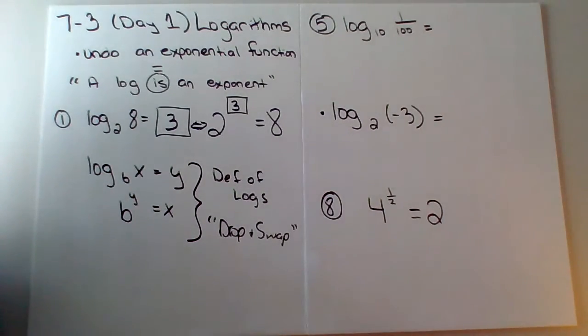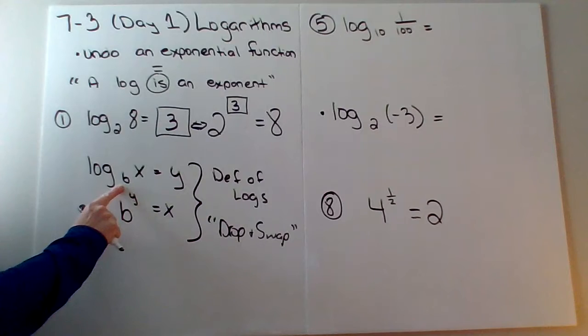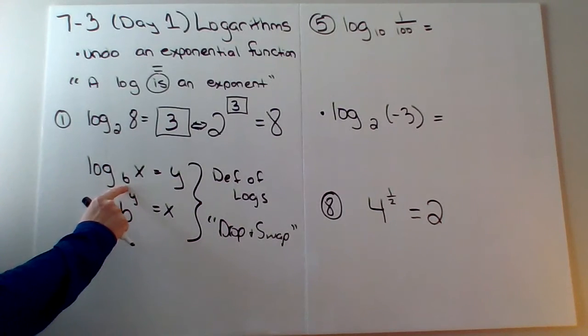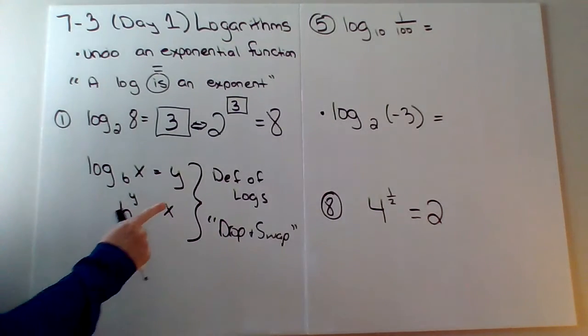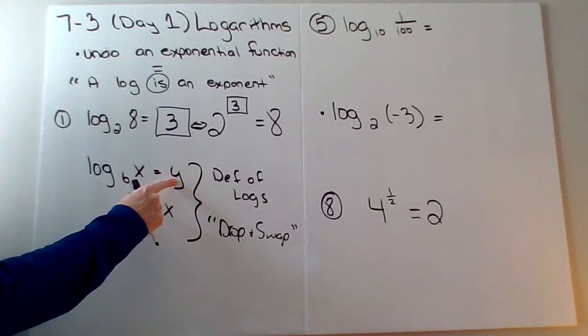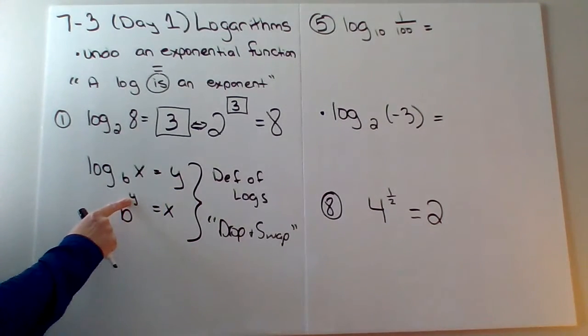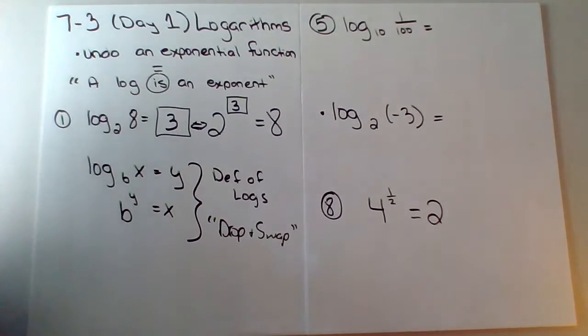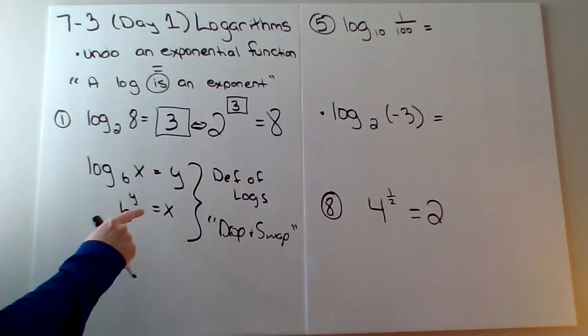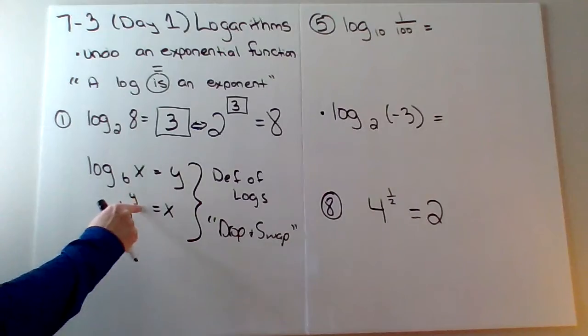Informally, I generally say drop and swap. So what is it that we drop? If you read this log base b, b has to be the base. So the base is what I'm dropping, and then what are you swapping? The x and the y. The y comes over here to the exponent position, and then this x goes to the other side of the equal sign because the log is the exponent.